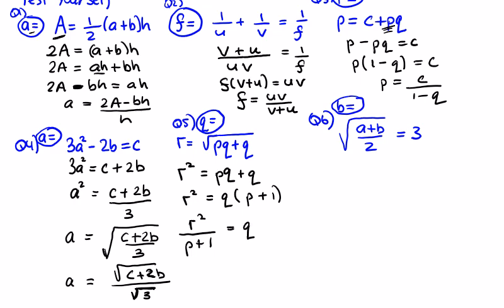Okay, square root again, so we're definitely going to get squares. So square both sides, we'll get rid of the square root on the left. A plus b over 2 is equal to 3 squared. You could write 9 if you wanted. A plus b over 2 equals 9.